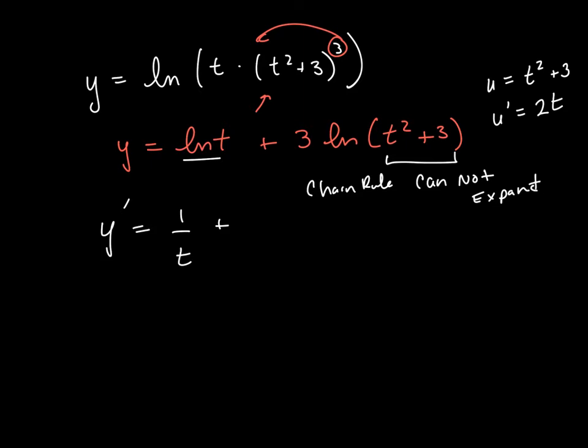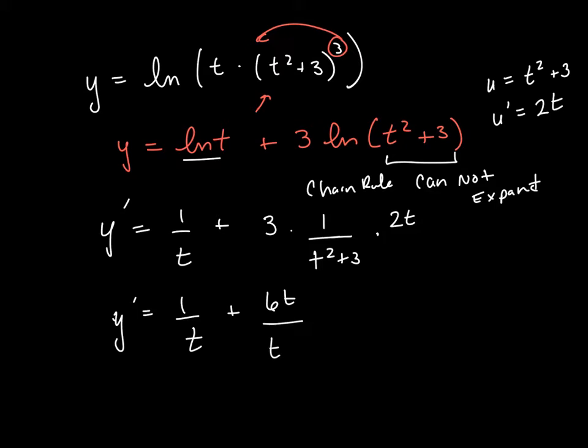The 3 stays there. The derivative of the natural log, that becomes 1 over t squared plus 3 times 2t. So the derivative is 1 over t plus 6t over t squared plus 3.